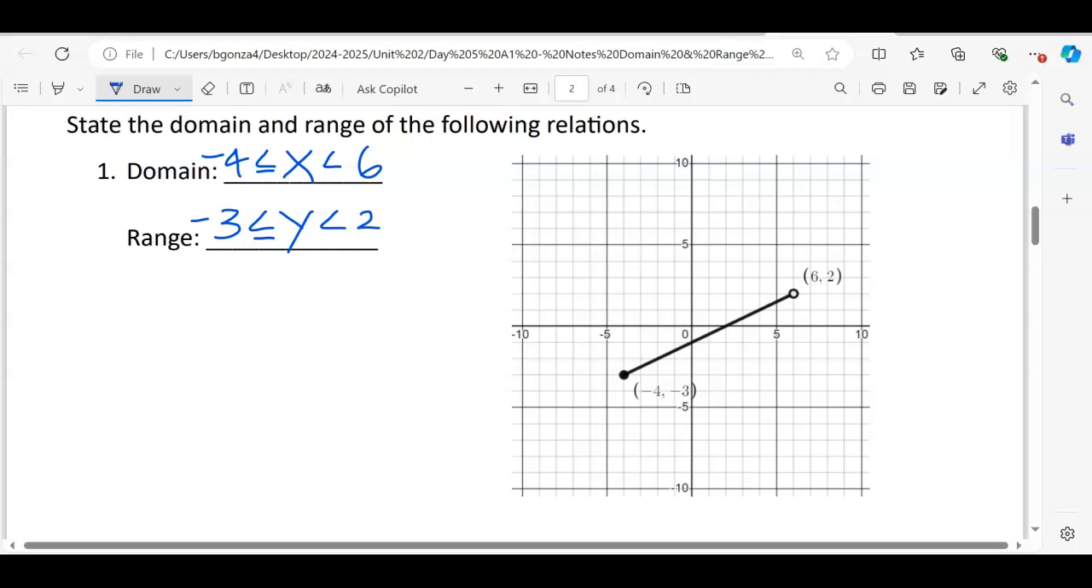Do you see how this works? X and Y are in the middle. You put less than signs. If it's shaded, you'll underline. You go left to right for domain. You go bottom to top for range.